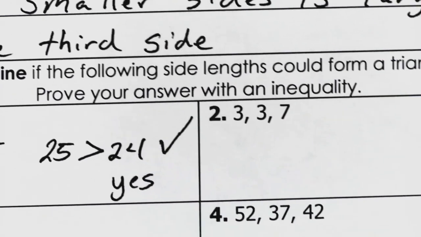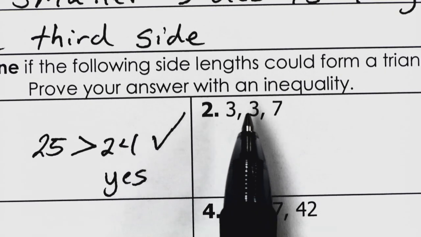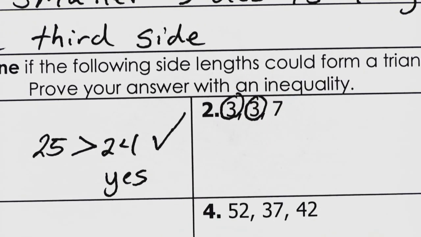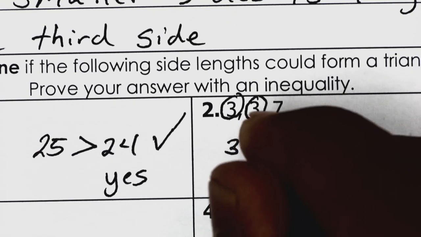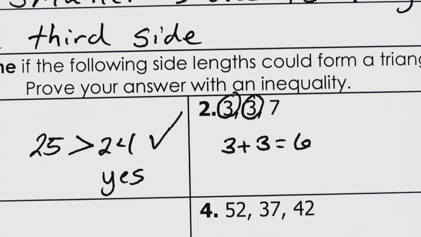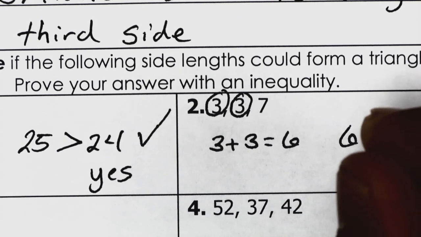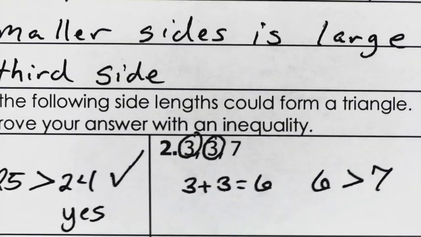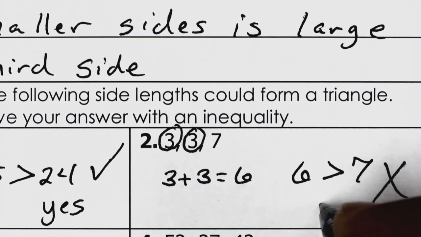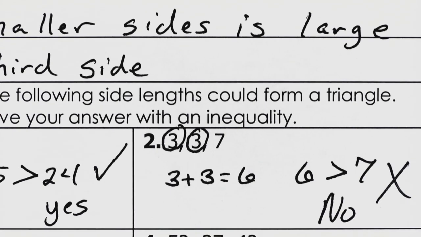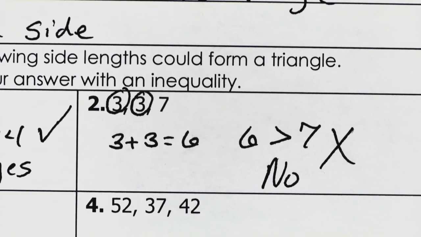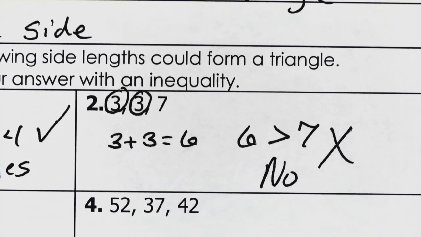All right, look at number 2. 3, 3, and 7. So the two threes are the smaller sides. So if you do 3 plus 3, that gives you 6. So now the next question, is 6 greater than 7? In this case, no, it's not. So this is a no. This cannot be a triangle. And it's that simple, real easy. All you have to do is just take the two small sides, add them together, and whatever number you get, in order for it to be a triangle, that number has to be bigger than the potential third side.